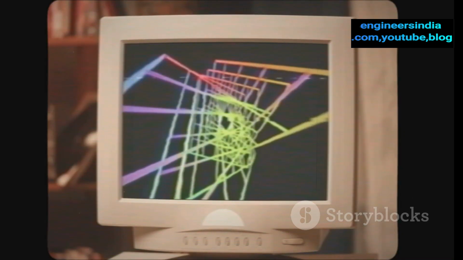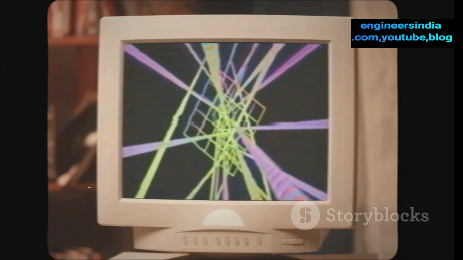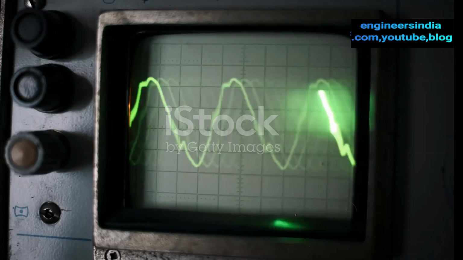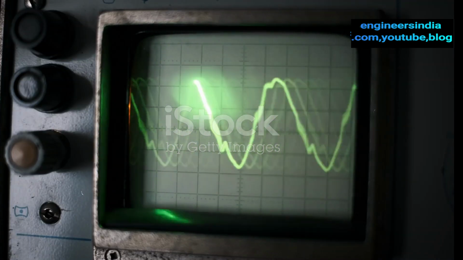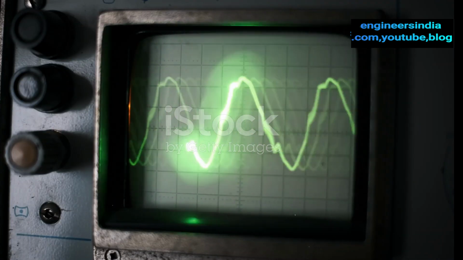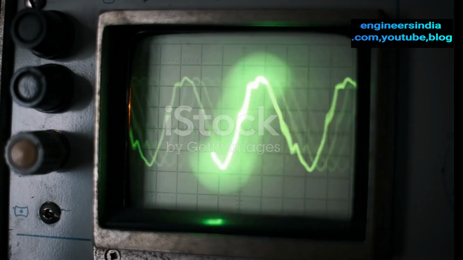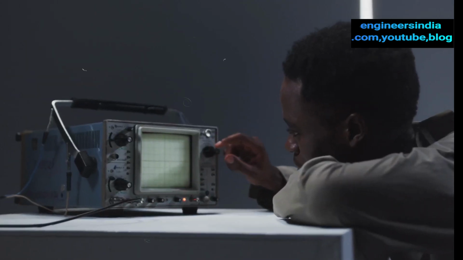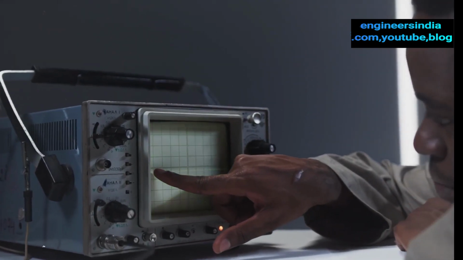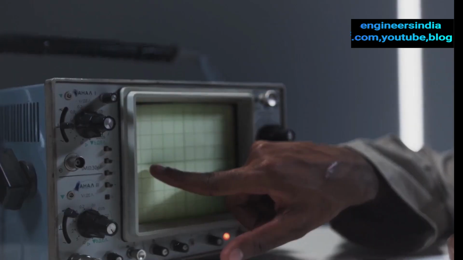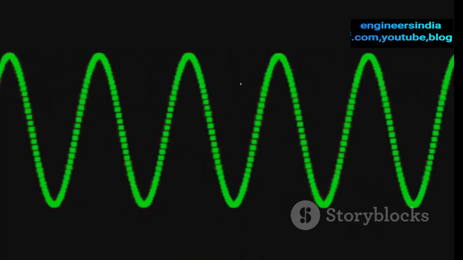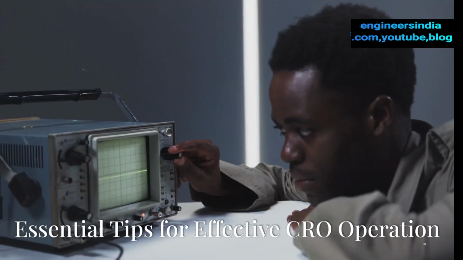This creates a Lissajous figure, a pattern that reveals the phase relationship. A circle means the signals are 90 degrees out of phase, while a straight line indicates they are either in phase, 0 degrees, or completely out of phase, 180 degrees. By analyzing the Lissajous figure, we can determine the phase difference between the signals. It's like decoding a secret message hidden within the dancing waves.